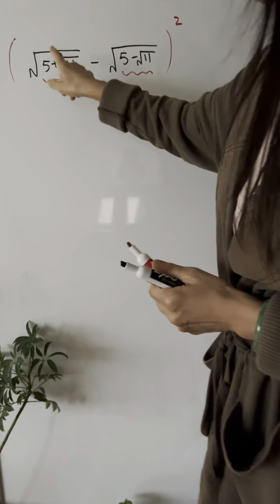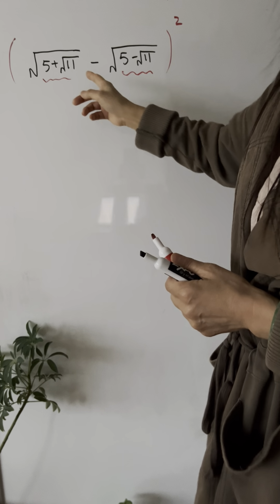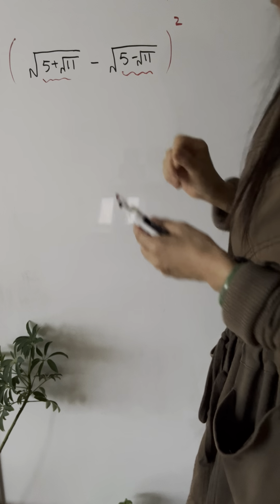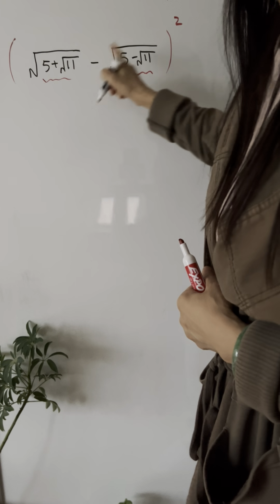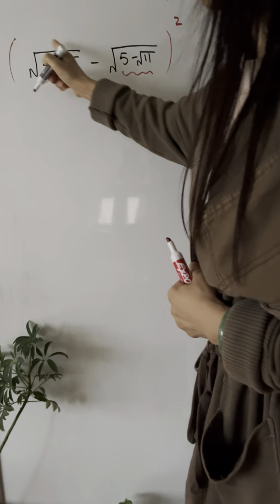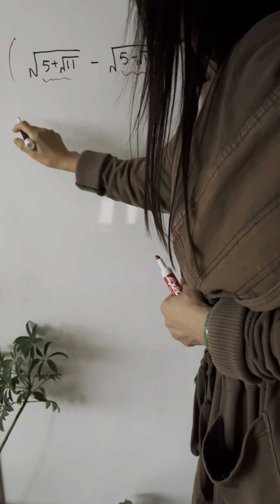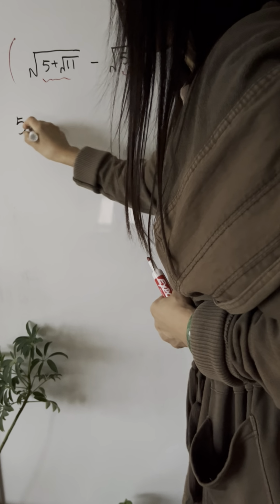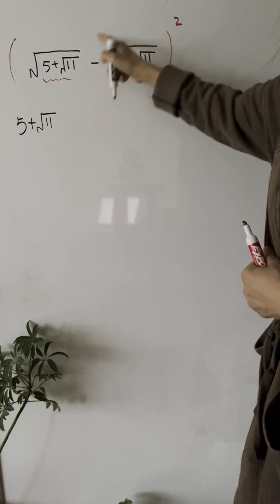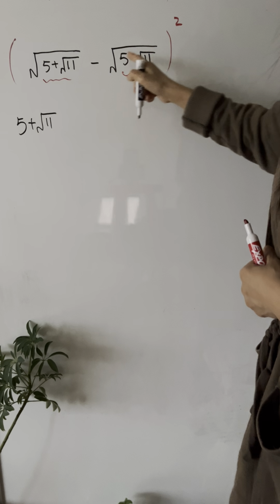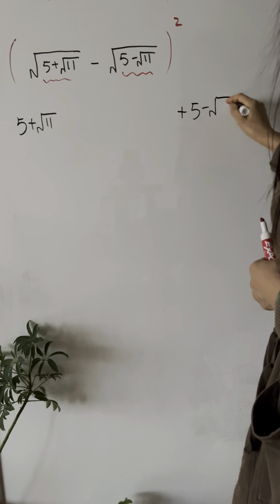How do we make this to multiply? If we make a square, the middle terms will come from 2 times this one and this one, right? So the perfect square formula is saying, when we square this binomial term, we get a square of the first one. Square and square root cancel each other. So the first term becomes 5 plus square root of 11. And the last term, when we square, negative becomes positive. Square root cancel each other. So the last term becomes 5 minus square root of 11.